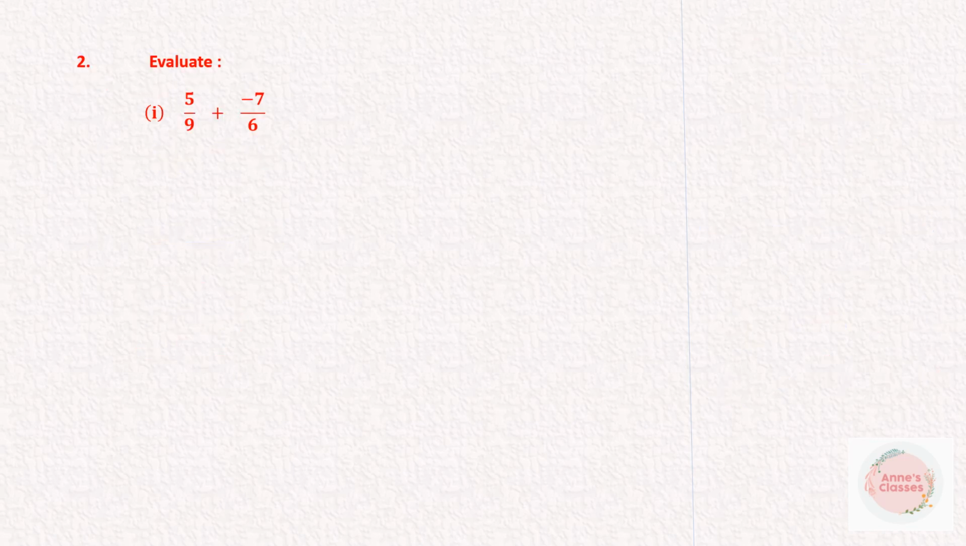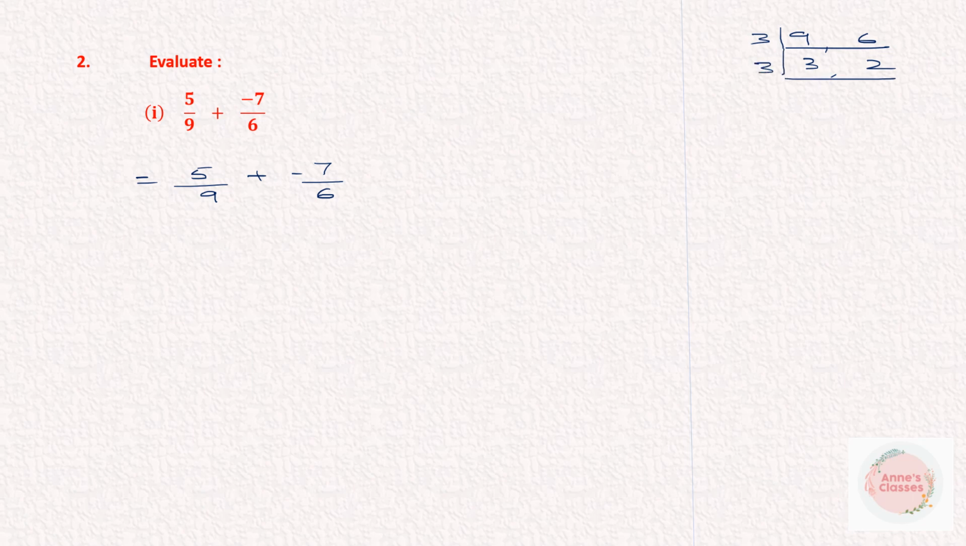Question 2. Evaluate. So here we already have the addition given to us. So let's begin by writing 5 by 9 plus minus 7 by 6. Now find the LCM of the denominators 9 and 6. Let's use 3. 3 3s are 9, 3 2s are 6. Continue with 3. 3 1s are 3. Bring down 2. Continue with 2, 1 and 1. So what is our LCM? 3 into 3 into 2. 3 3s are 9, 9 2s are 18. So our LCM here is 18.